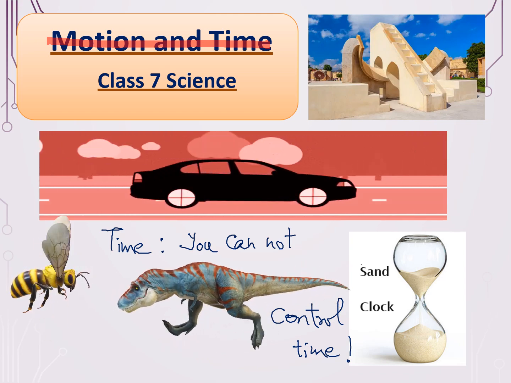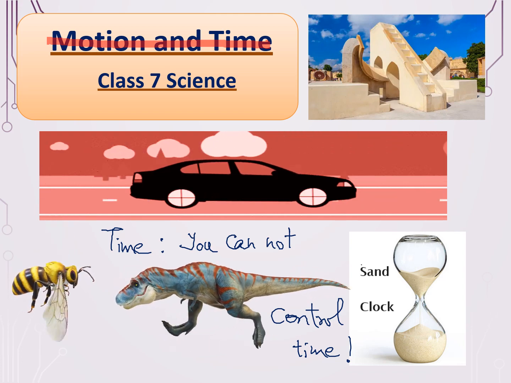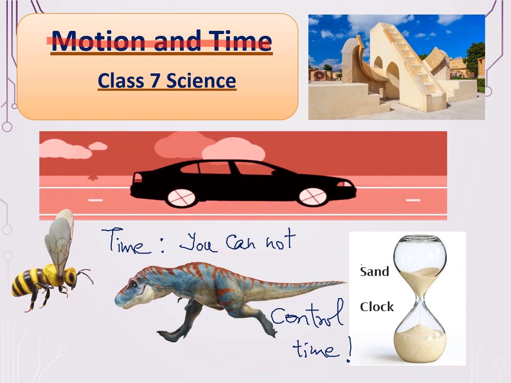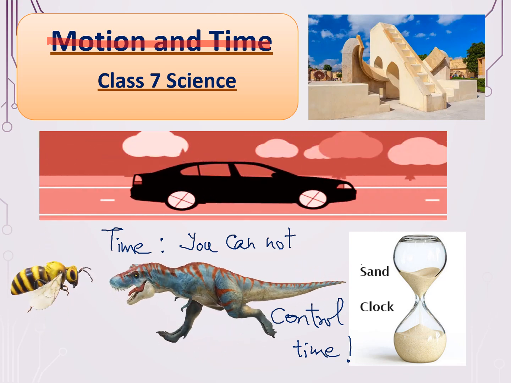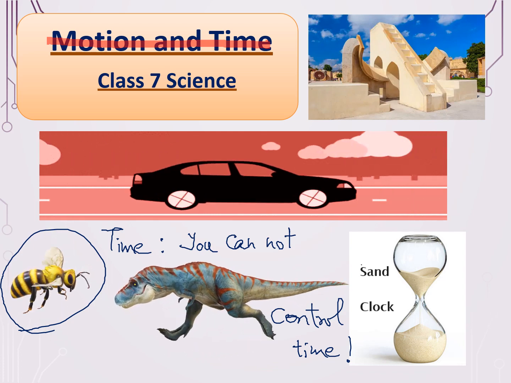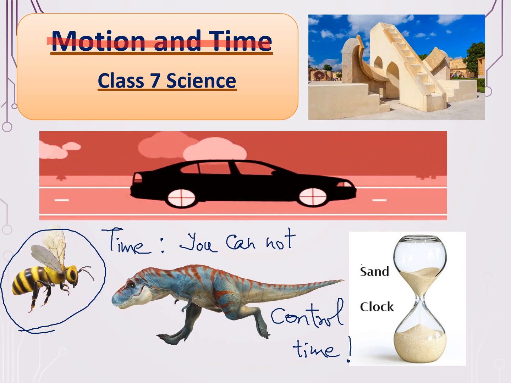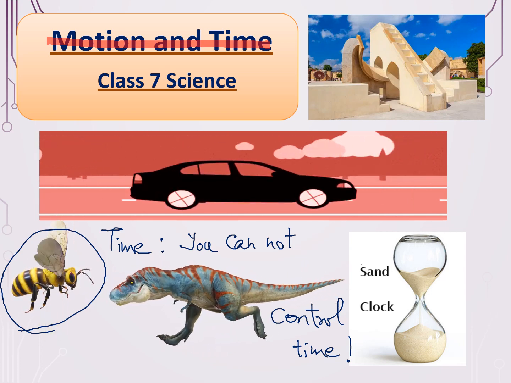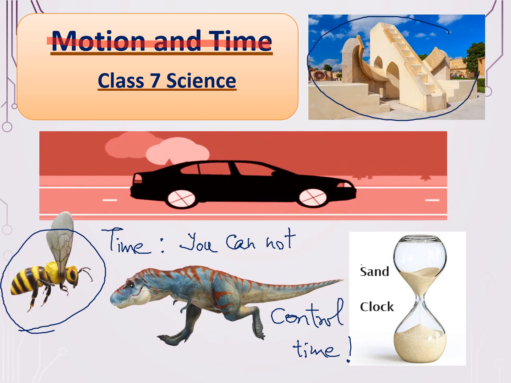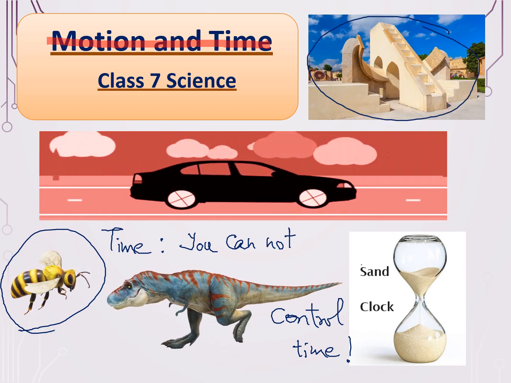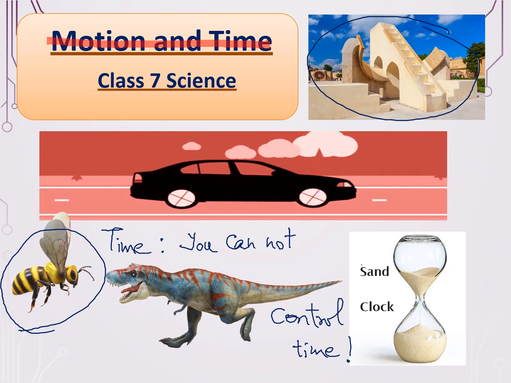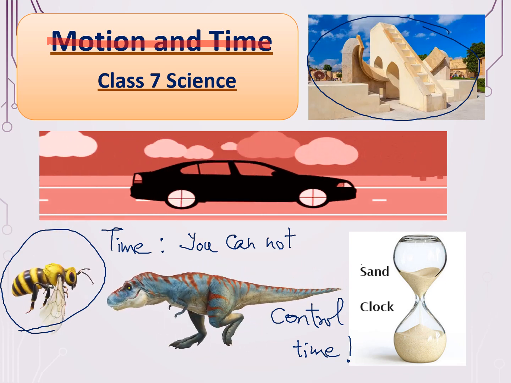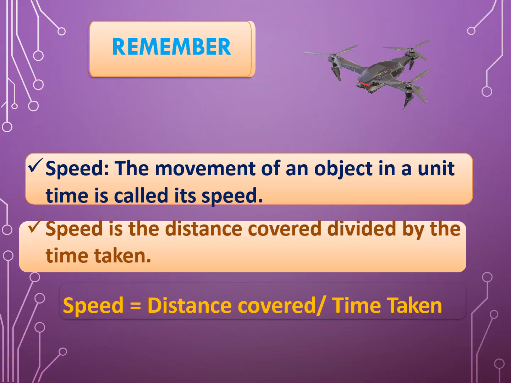Now consider the motion of a car, the motion of this dinosaur, which is something we can only assume because dinosaurs do not exist now, and the flying motion of this honeybee. And this is one device known as a time measuring device. It was used in ancient times, and this photograph also depicts an ancient time measuring device, known as the solar clock or sundial. So this is the starting of this chapter.